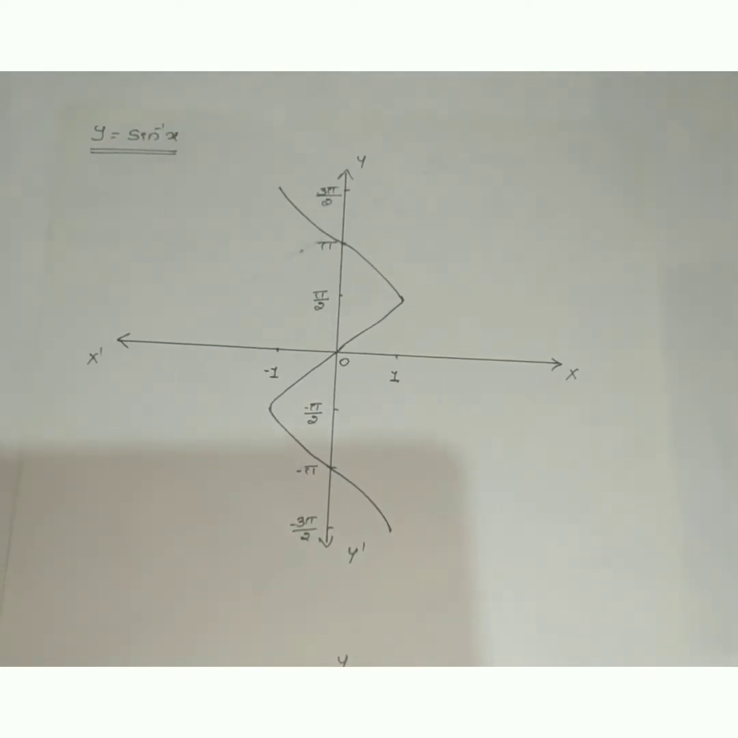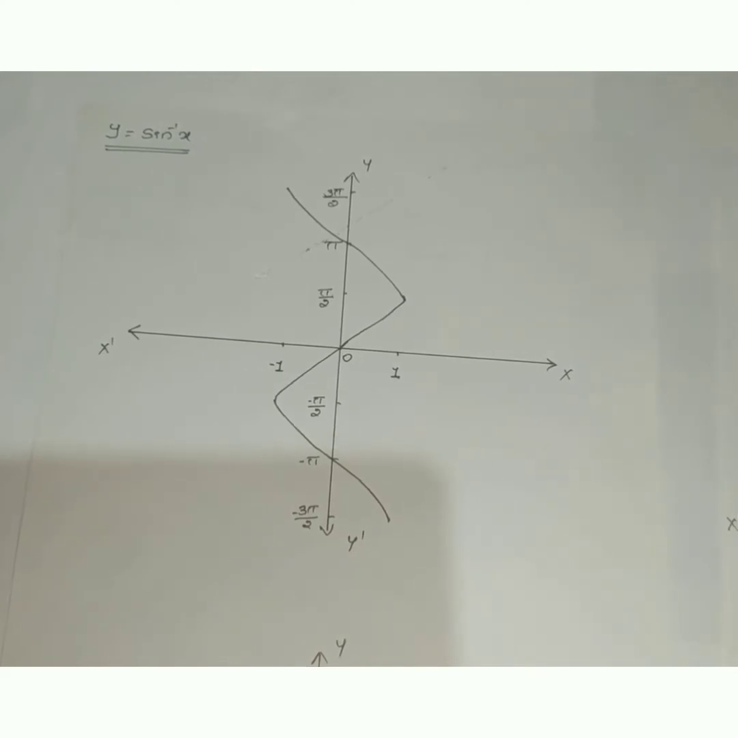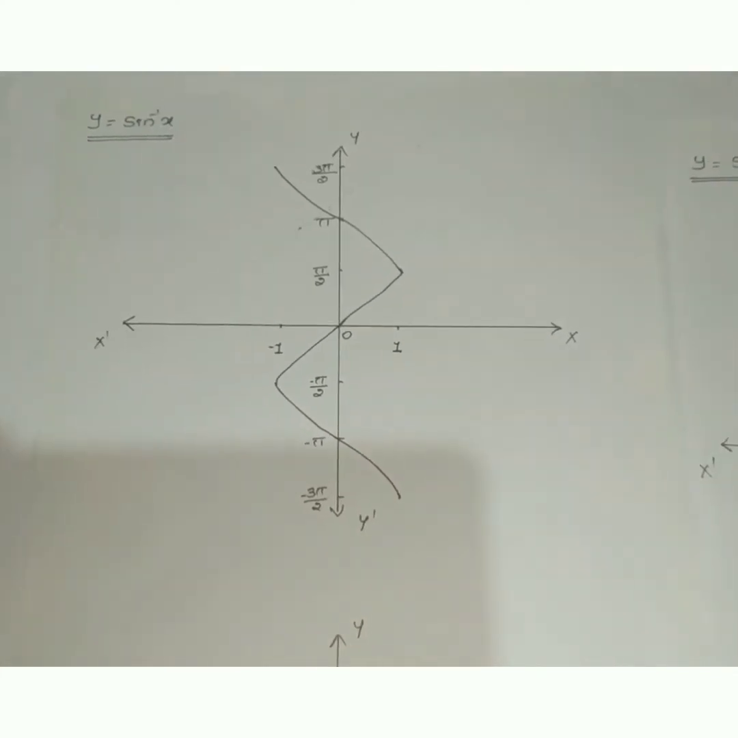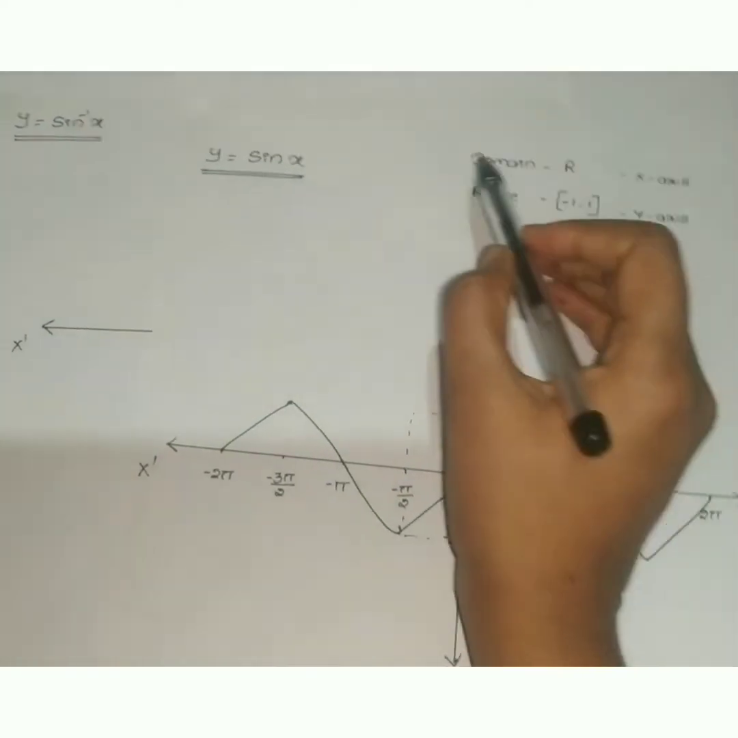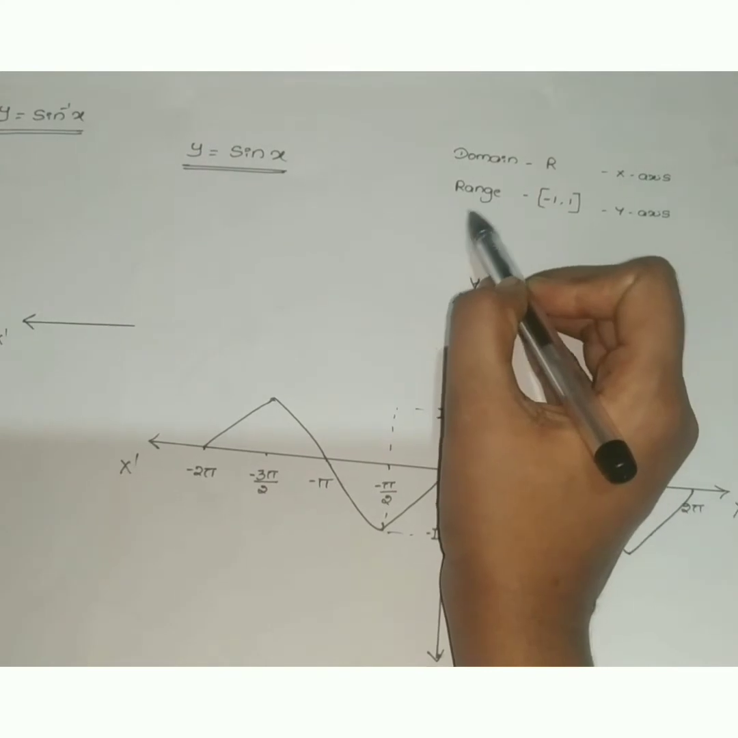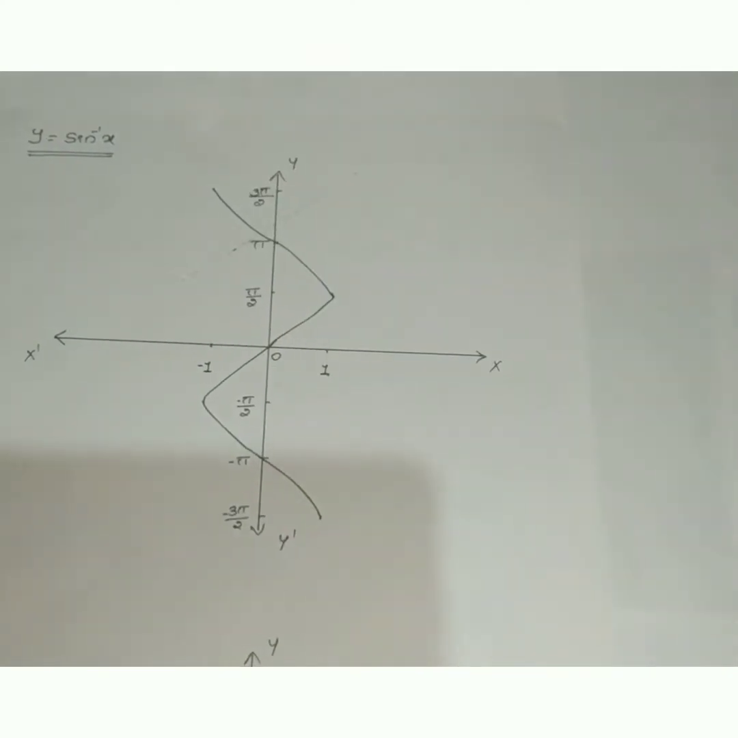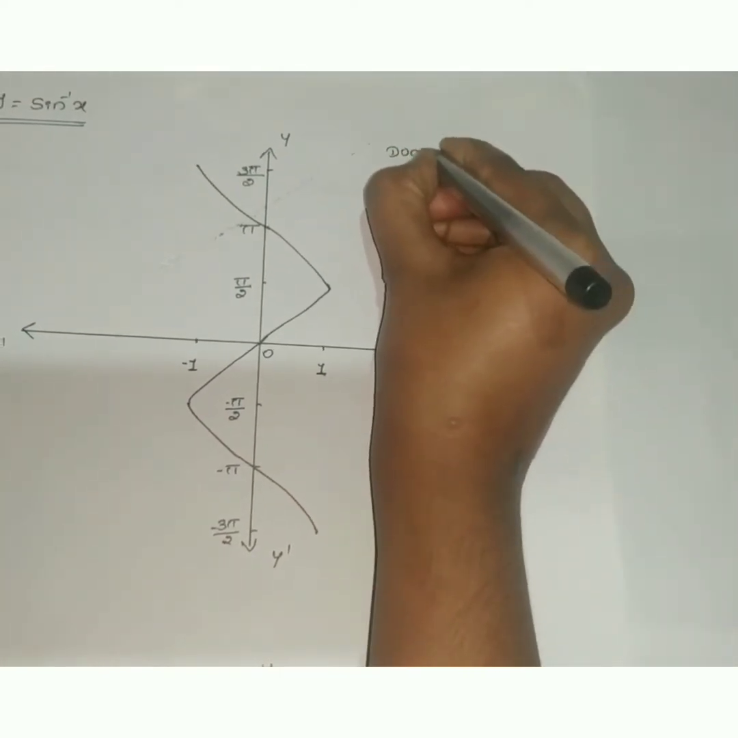Inverse function. Inverse of trigonometric function means changing the domain and range of the trigonometric function. In sine function, domain value is all real numbers and range value is a closed interval minus 1 to 1. So in inverse function, we change the domain and range values.